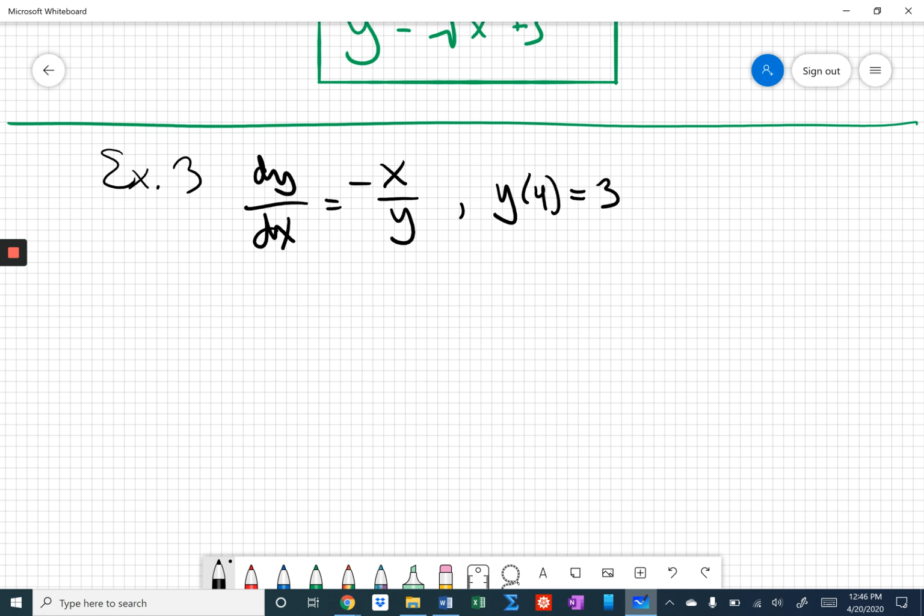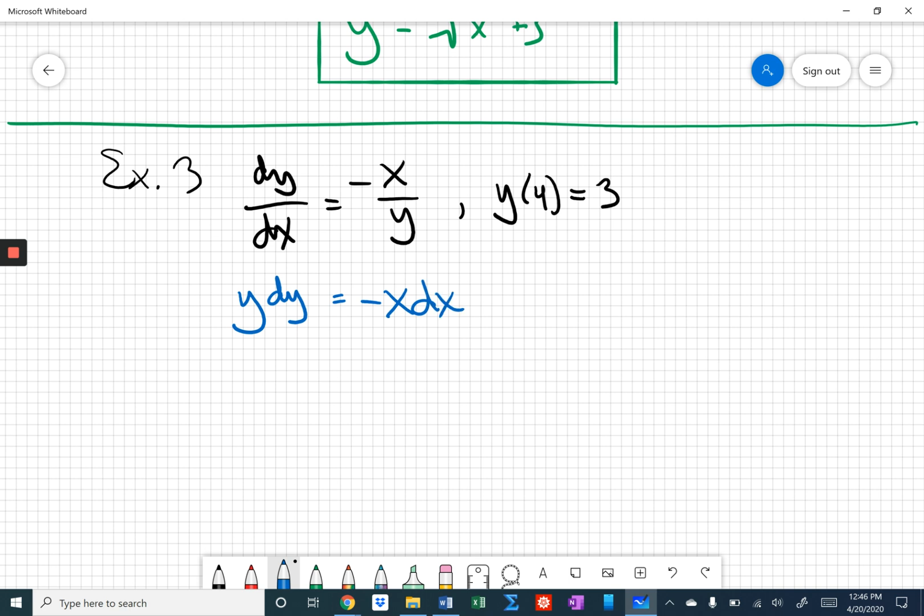This is very similar, so hopefully with your understanding of the previous example, you can solve this on your own. So please pause and give it a shot. All right, so again, we're going to separate the variables. So y dy is going to be equal to negative x dx.